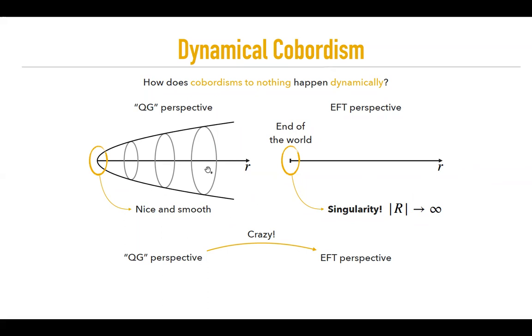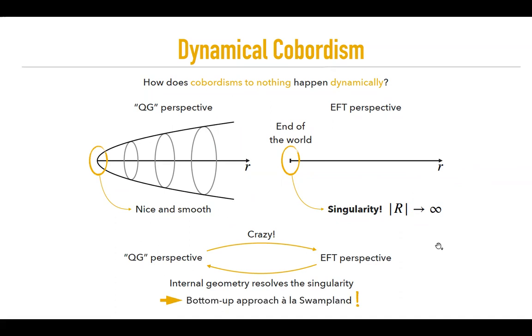However, if you look from the other way around, if you start with the EFT perspective and you go to the quantum gravity one, what you are showing is that you have some EFT with some solution that has a very nasty singularity, and that quantum gravity is solving it for you, because the internal geometry is resolving the singularity. And I think this motivates a bottom-up approach, a la Swampland, to take this EFT perspective and try to build these kinds of running solutions that are cobordisms to nothing, that are ending in this kind of end of the world. Because if you analyze how they are bad, you can maybe learn something about how they can be solved in quantum gravity.